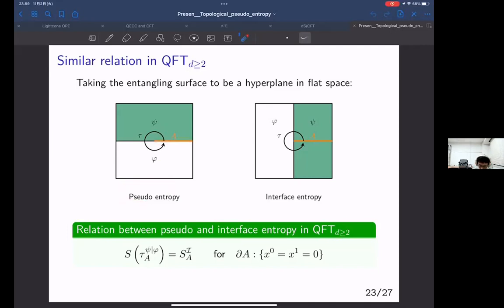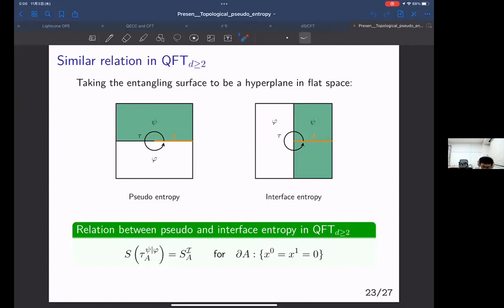And also, let's compare it with interface entropy for half line. They look different because for pseudo-entropy, region A is along the interface. On the other hand, for the interface entropy, the region A is taken such that it is orthogonal to the interface. But in the replica calculation, we are now using the replica trick.